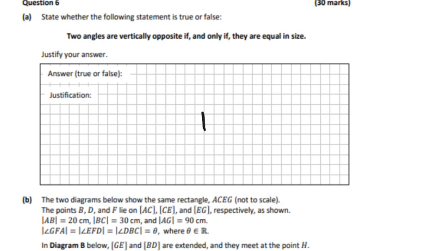Hi folks, so this is question 6. The first question asks us to say if this statement is true or not. Vertically opposite angles are vertically opposite if and only if they're equal in size. So we'll give an example here.